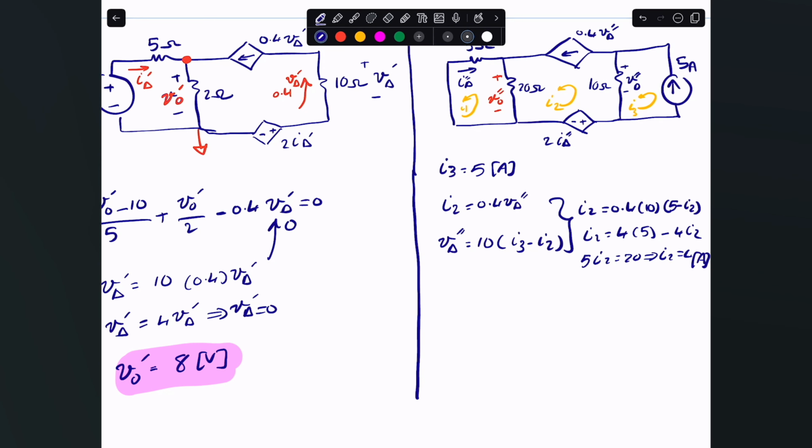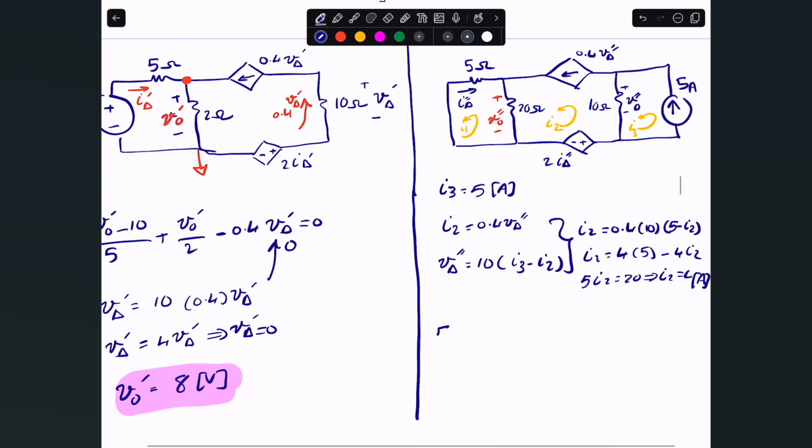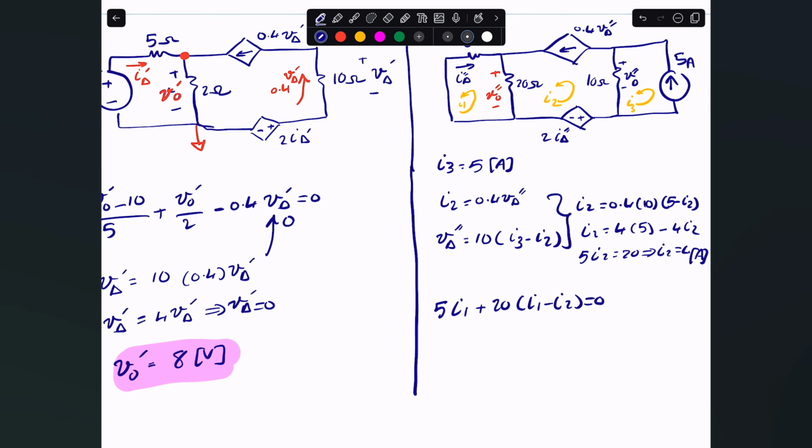All right. And that leaves us now with the third mesh, which is here. So let's write the mesh equation for that. And that becomes 5 I1 plus 20 times (I1 minus I2) equals 0. But I know what the value of I2 is. It's simply 4. So that gives me 25 I1 minus 20 times 4 equal to 0. That means I1 is simply 80 divided by 25, and let me just compute that. 80 divided by 25 is simply 3.2 amps.